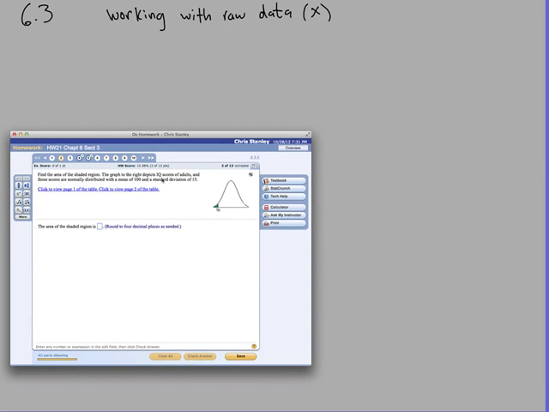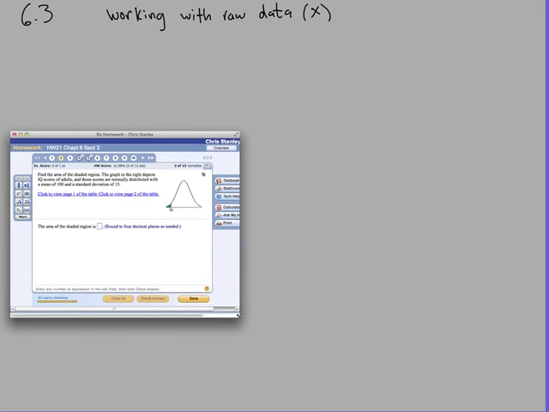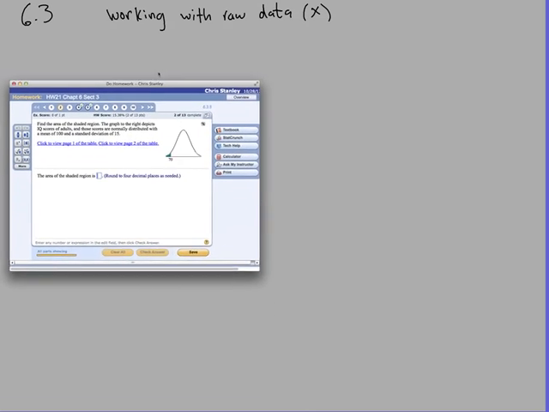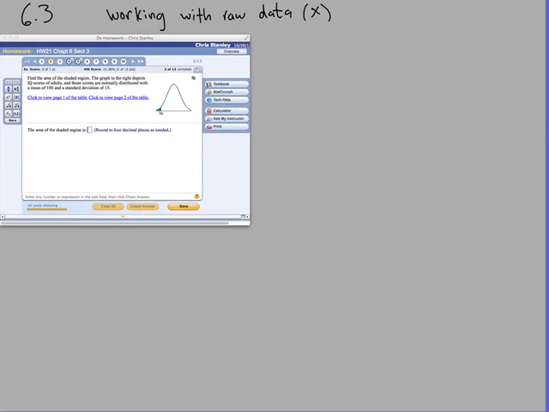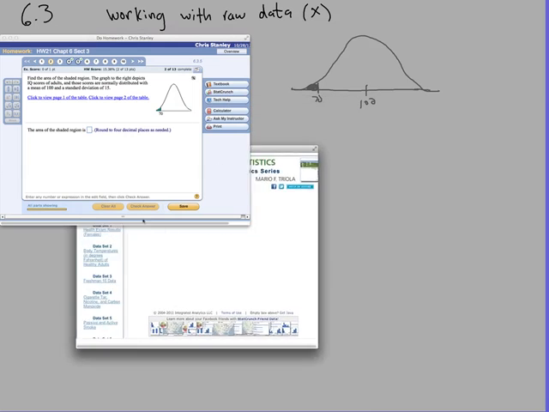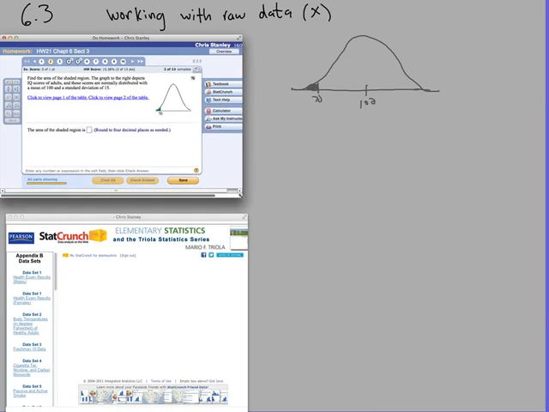Okay, find the area. The mean and standard deviation are here, and this is 70. So it's the same exact thing we just did. We're just using X's instead of Z's. So look, this is 70 right here. The mean is 100. I'm looking for this 70 shaded here. So we just use StatCrunch. Don't worry about the tables. We could use technology.